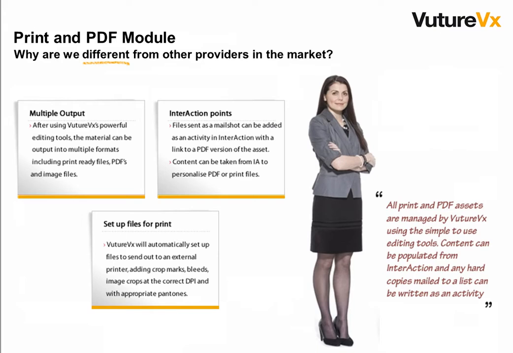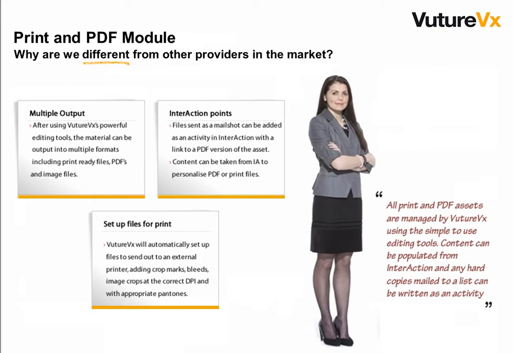In terms of interaction points, you can suck content from InterAction to create personalized versions of whatever materials you're putting together. That could be the PDF or the printed version. And if you do send something out in the post to a client, you can mark that as an activity within InterAction and automatically have a link to the PDF version of whatever was sent to the client.